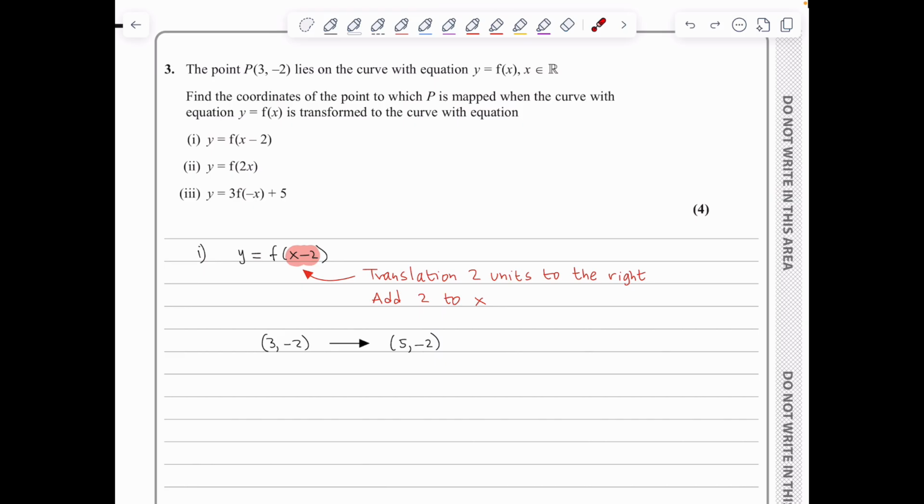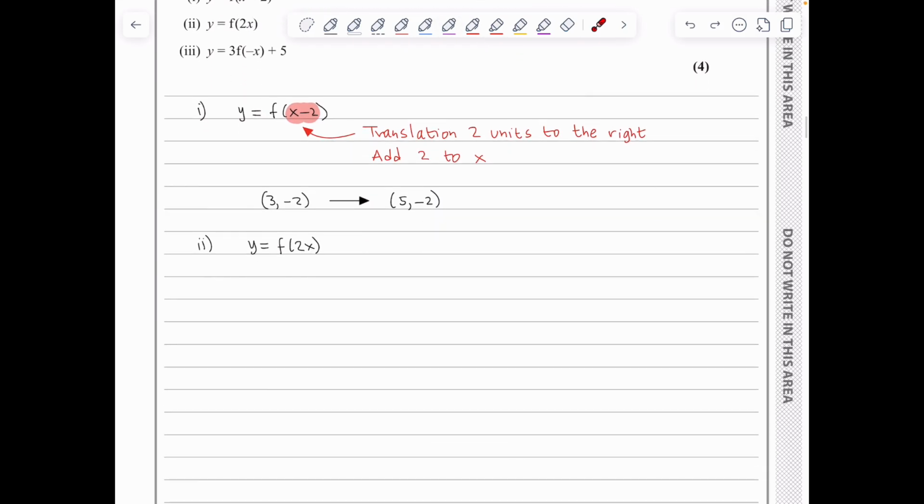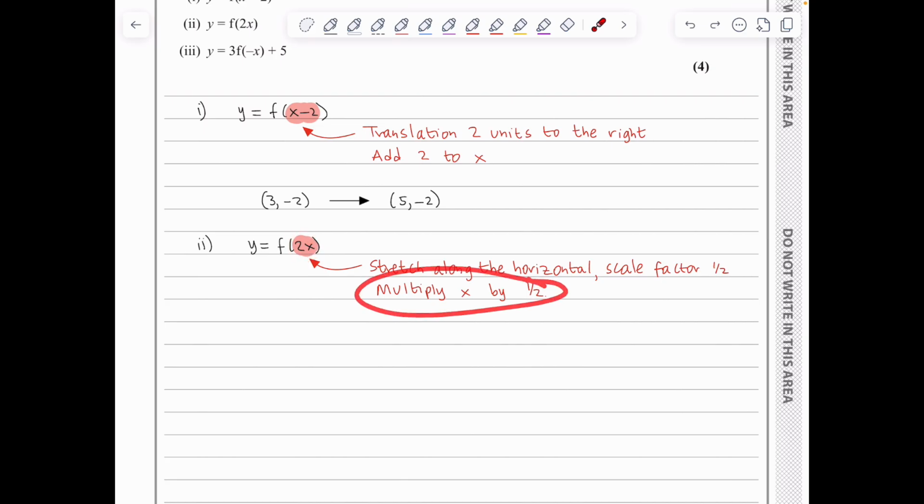In II, we're looking at y is f of 2x, so this time we are stretching along the horizontal with a scale factor of a half. The 2 here means that all the x values are divided by 2, or simply we are multiplying x by a half, and therefore the point (3, -2) will now be found at (3/2, -2).